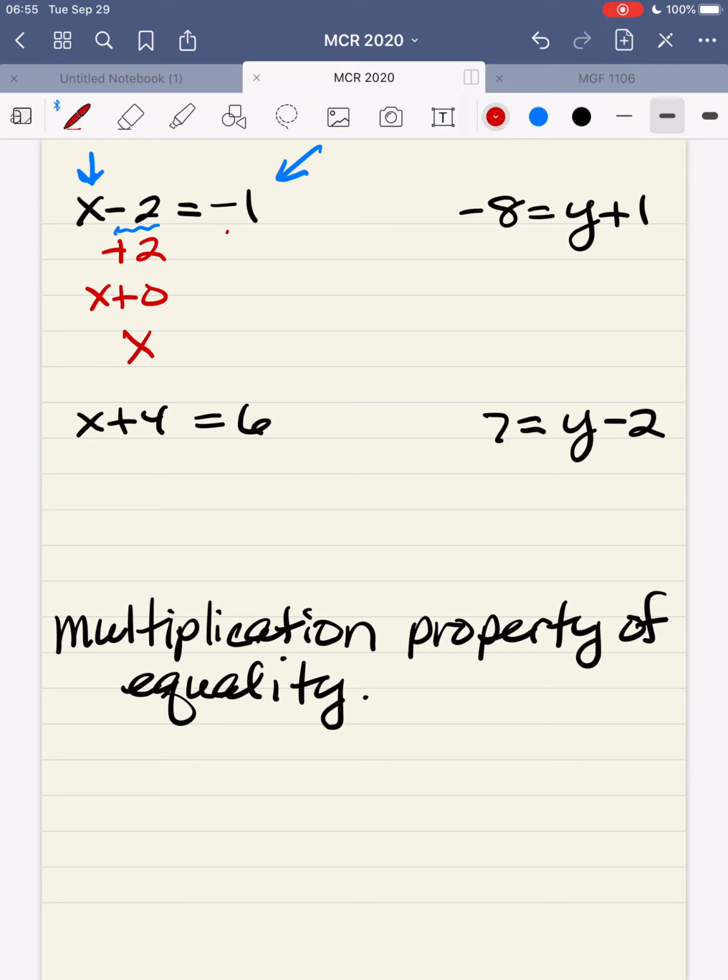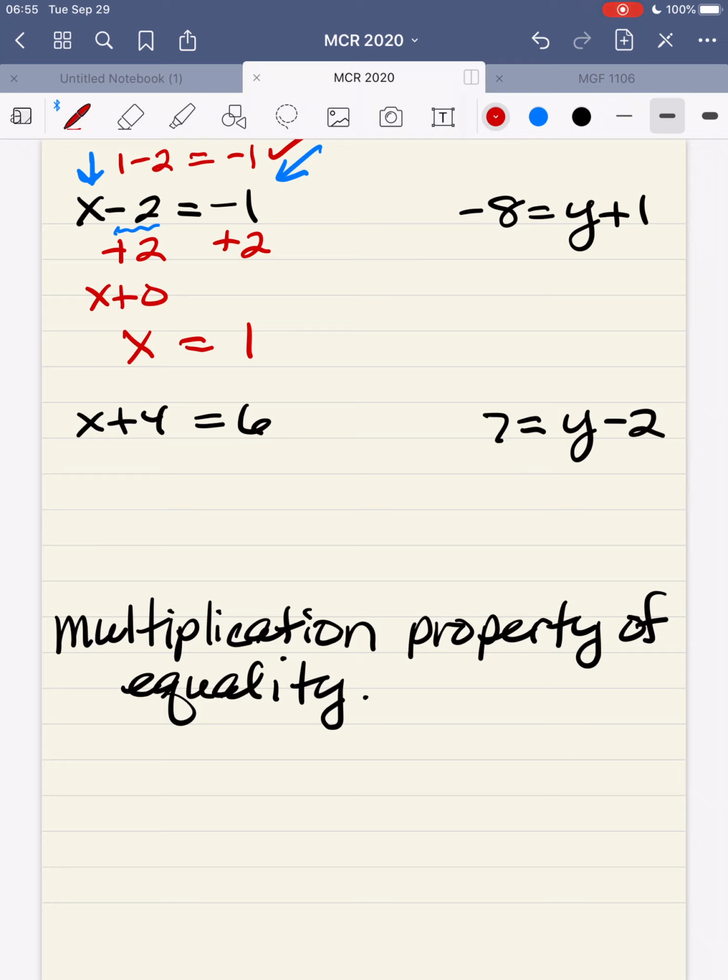And whatever I do to one side, I must also do to the other. So I have to add 2 to the negative 1. Now negative 1 plus 2, I have $2, I spent 1, is equal to 1. So therefore, x is equal to 1. Now I can check this. Is 1 minus 2 equal to negative 1? Indeed it is. So this checks out, so you can check all of these.